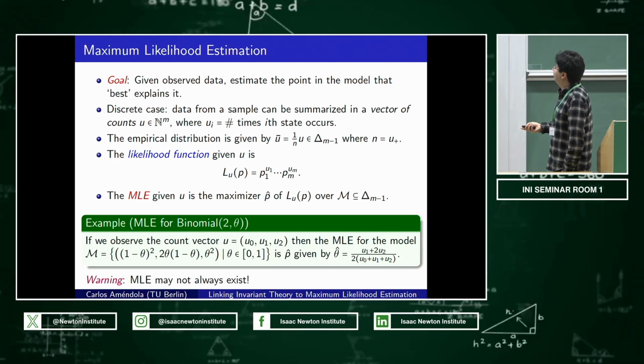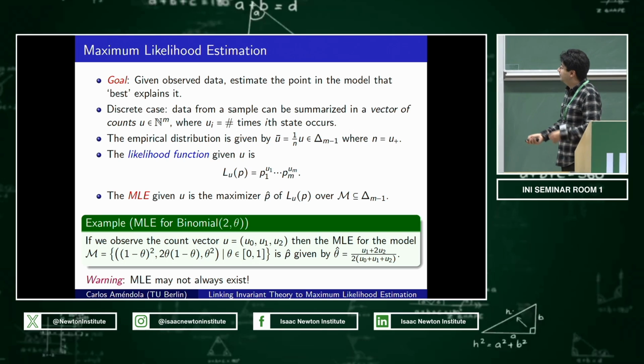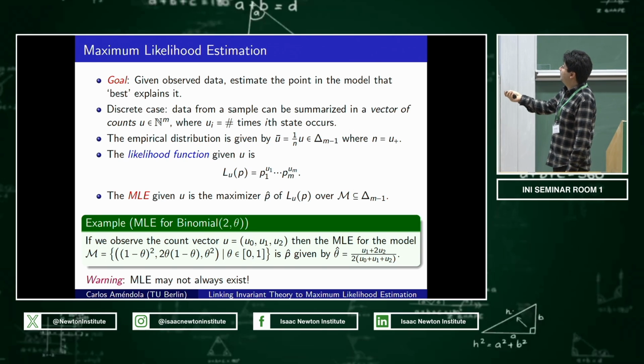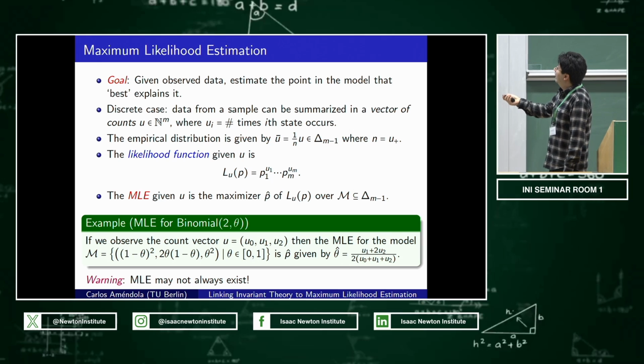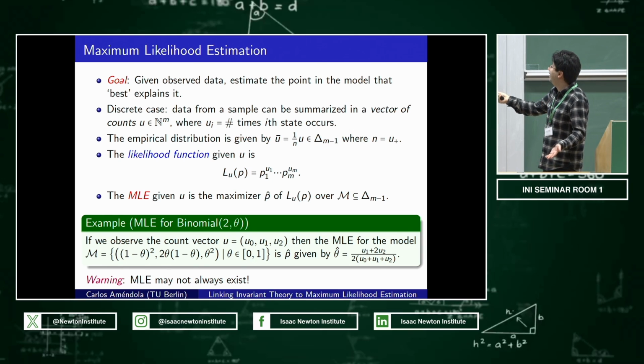And let me give you the example for the binomial. So let's say we do this experiment of flipping the coin twice, many times, and then I record how many times I observed 0 heads, how many times I observed 1, and how many times I observed 2. And the question is, well, now with this information, what is your best guess of the original probability theta?